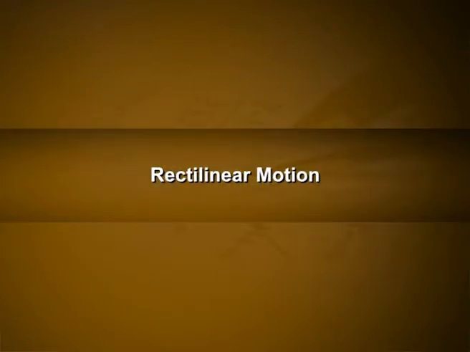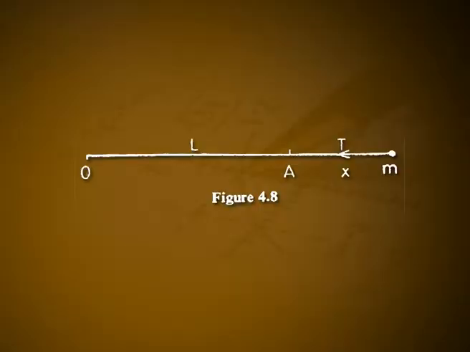Rectilinear motion. Let one end O of an elastic string of natural length L, which is equal to OA, be fixed, see the figure, and let the other end, to which a particle of mass m is attached, be stretched a distance a and then released. At any time t, let x of t be the extension.